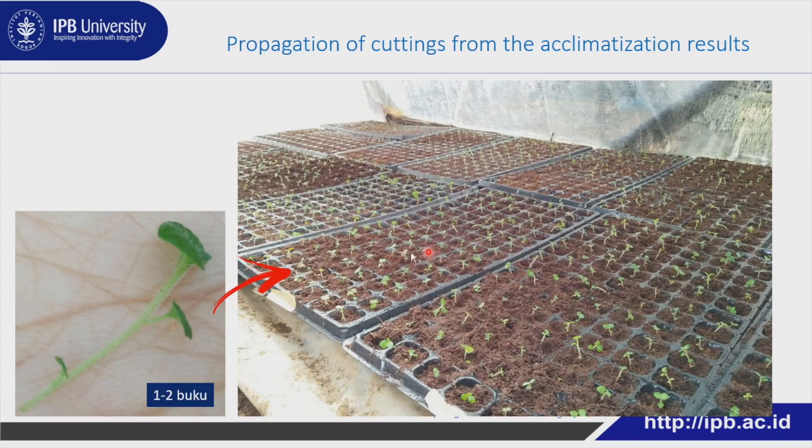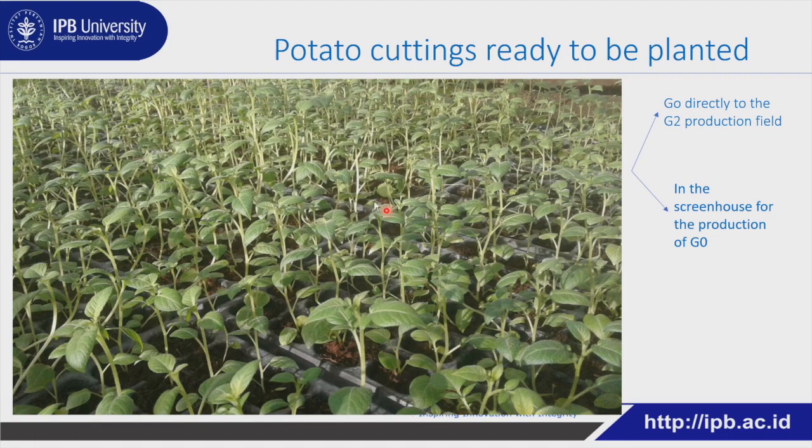So in the greenhouse, we can also make a cutting like this using single or two nodes. Usually for the beginner, we use two nodes, but some expert farmers use only a single node. And then after that, we can get a very beautiful plant like this, and this is already ready to go directly to the field for G2 production, or we can plant it in the greenhouse for the production of G0.